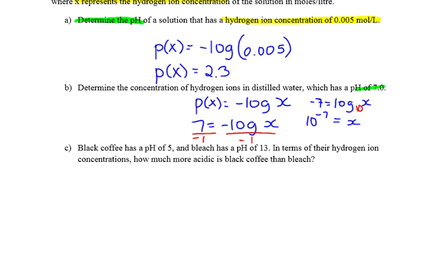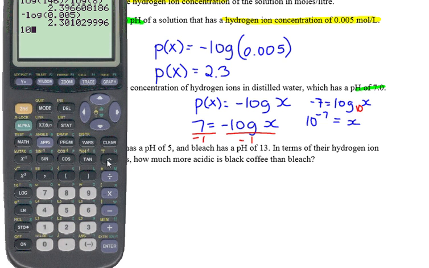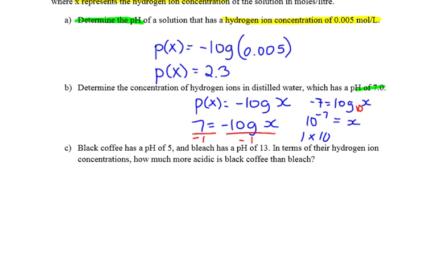And in our calculators, that gives us a small number: 1 times 10 to the negative 7 moles per liter. Really, really, really tiny.